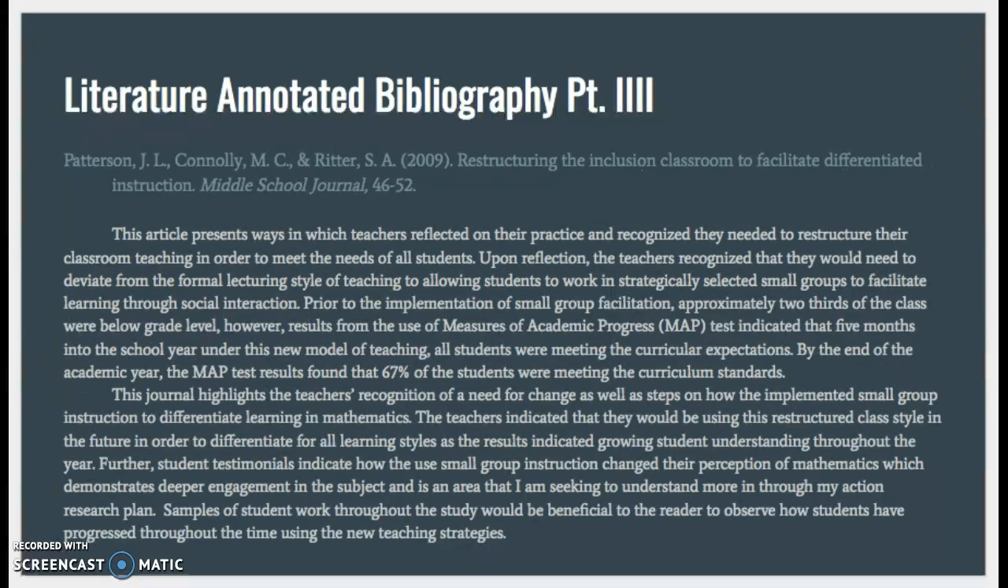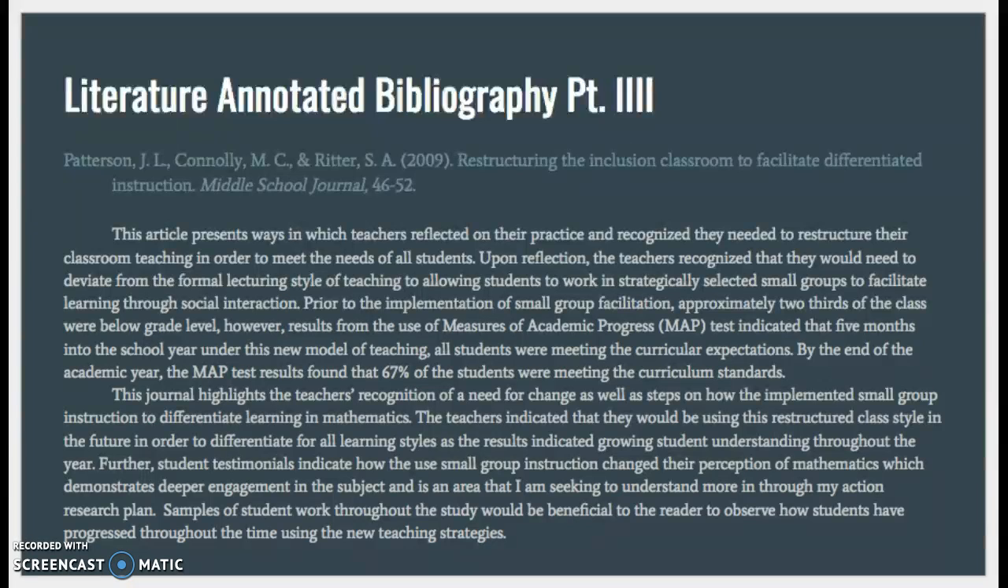So the last article, Restructuring the Inclusion Classroom to Facilitate Differentiated Instruction, really focuses on the reflective practices of teachers. So teachers taking a step back and looking at, what do I need to do in my classroom teaching in order to meet the needs of all students? Now, this is really important because as we move through our journey as teachers, we always need to be adapting and changing our practices based on the students we have and the needs that may be present in our class.